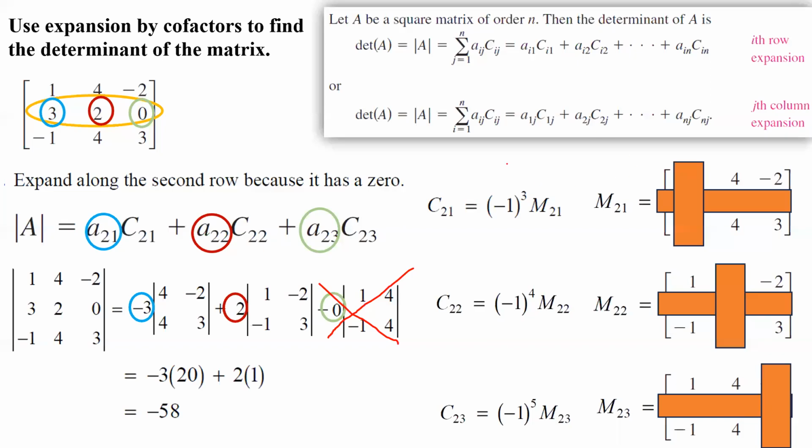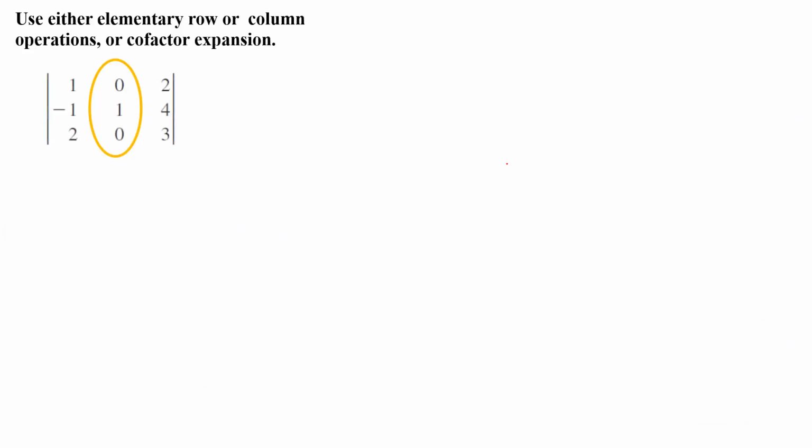Now we saw expansion with respect to a row. We're interested in expansion with respect to a column. For example, take a look at this matrix. This matrix has 0 and 0 on the second column. So we're going to use this column and do the expansion.